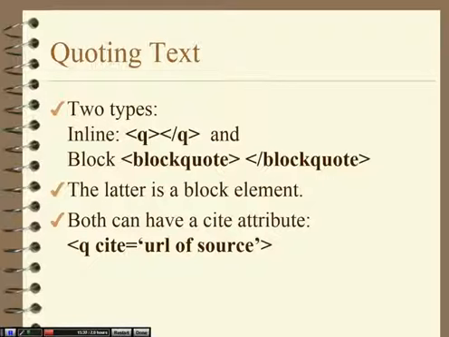So we can use the Q for the quote, which is going to be an inline quote, and we can use the block quote, which is going to be a block element and typically has more information. Both of these have an attribute called cite, which can be the URL for the source of the quote. Okay, so this is a semi-formal way in HTML to do the same kind of thing that you do when you write an academic paper, right? So you all know how to do citations and things like that.